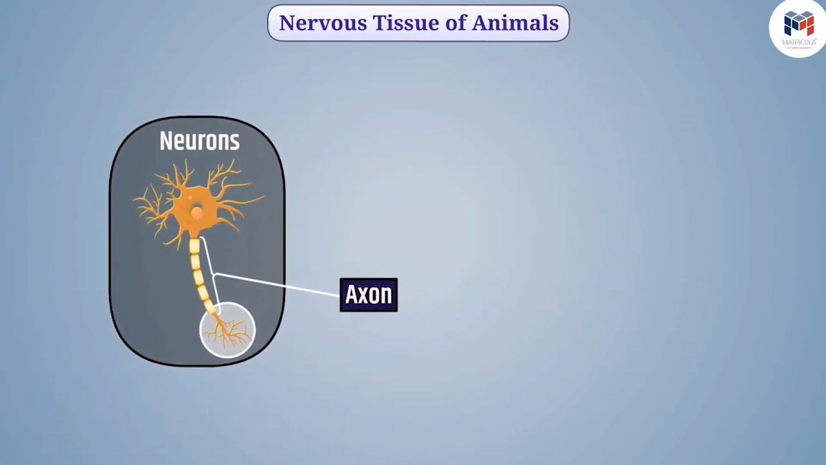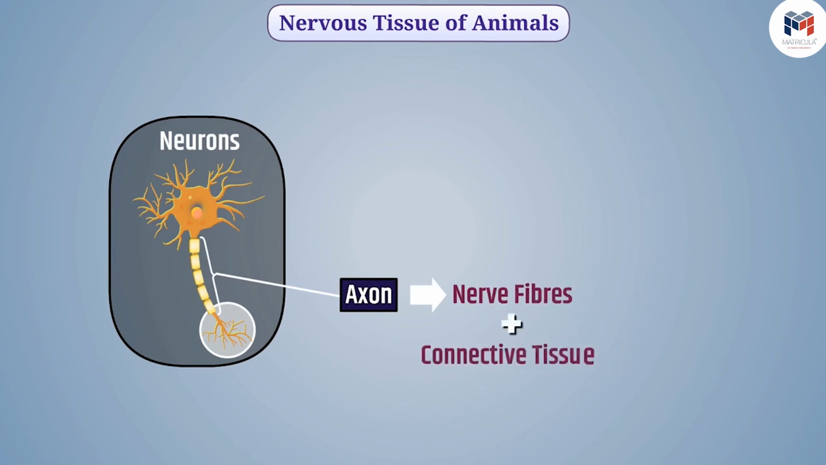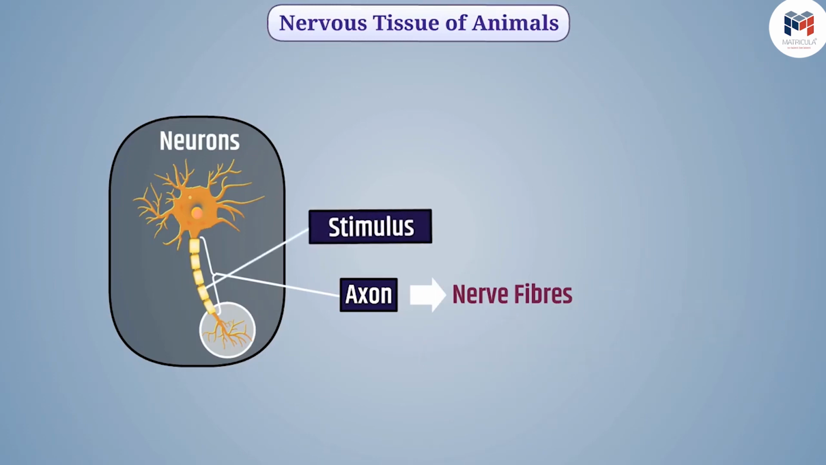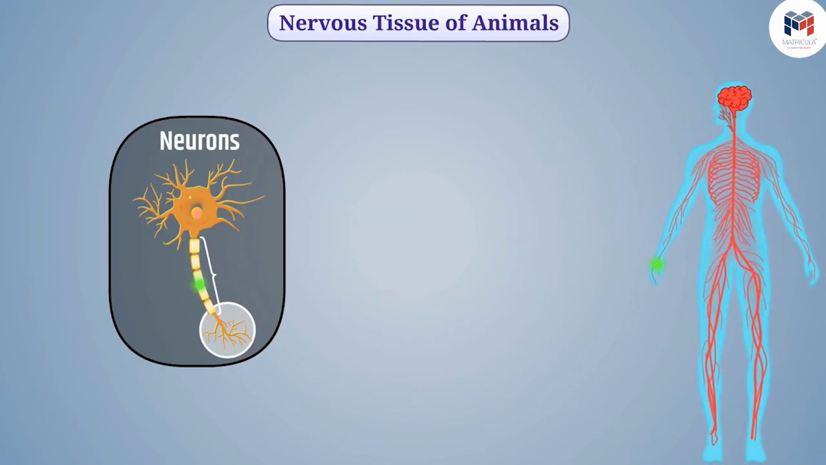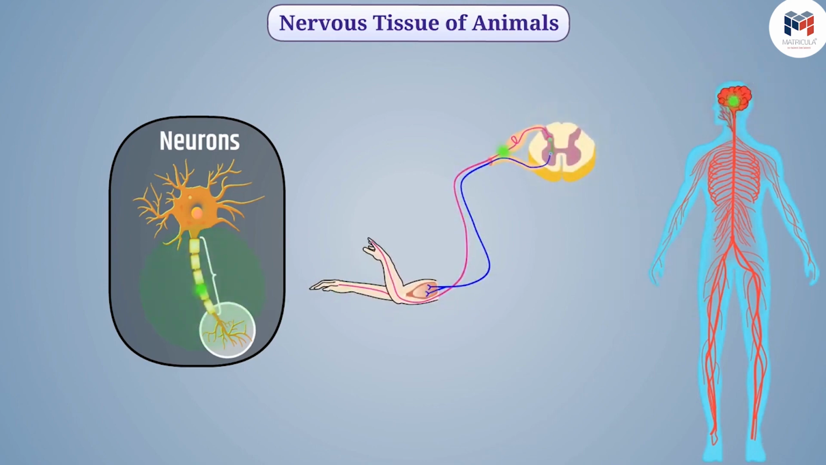Axons are also called nerve fibers. Many nerve fibers bind together by connective tissue and form a nerve. The stimulus that is passed through nerve fiber is called nerve impulse. Nerves transmit nerve impulses to the brain or spinal cord.